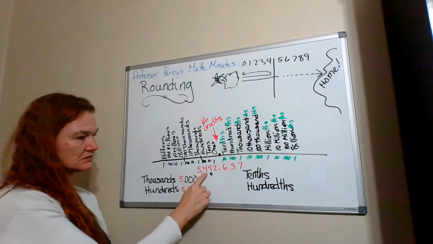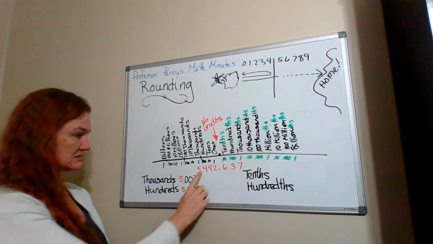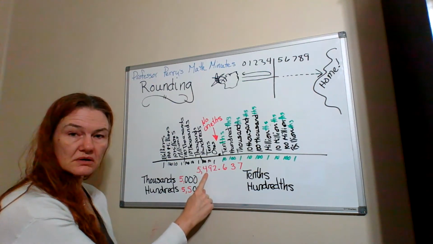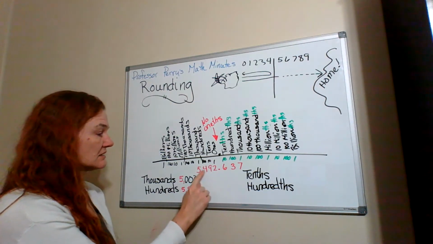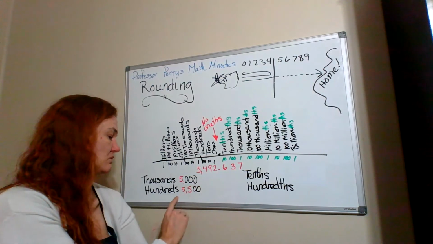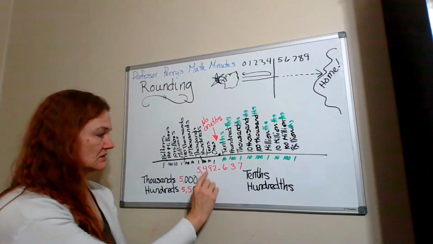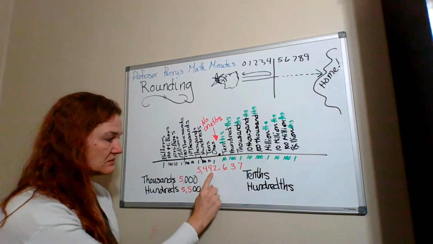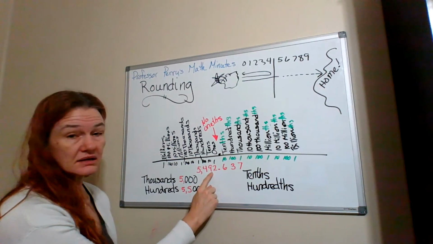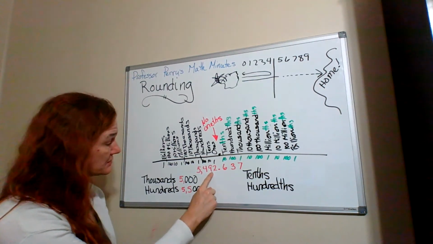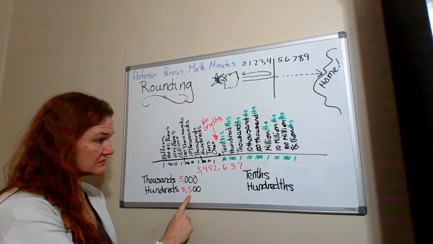So on this one, on the thousands, we look to the 4. We had to go back to the island, so this one stayed the same. When we did the hundreds, we looked to the right. It was a 9, so we're continuing up. So we changed that to a 5.